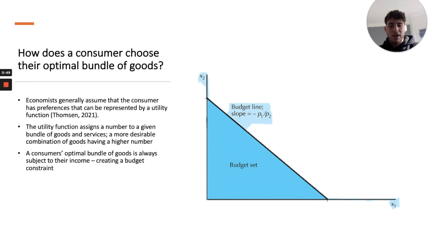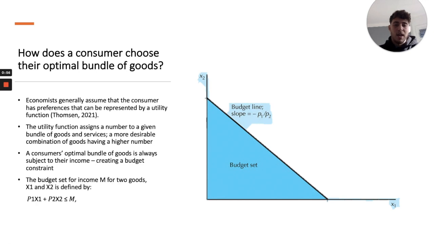Of course, a consumer's optimal bundle of goods and services is always going to be subject to a budget constraint. Why? Because a consumer has an income, income M, which can be seen over here, and the amount of good 1 and good 2 which they purchase must not exceed that income because you can't spend money which you don't have. The budget constraint on this diagram is shown with the gradient price of good 1 over the price of good 2, and anything under that budget constraint is the budget set which the consumer can afford.